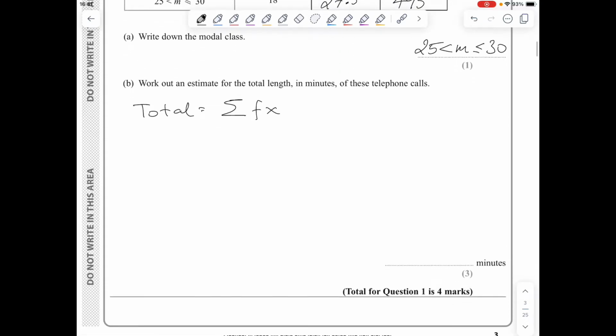So to find the total, I'm just going to add those 6 numbers. So 20 plus 15 plus 75 plus 70 plus 270 plus 495. And the answer comes out to be 945 minutes.